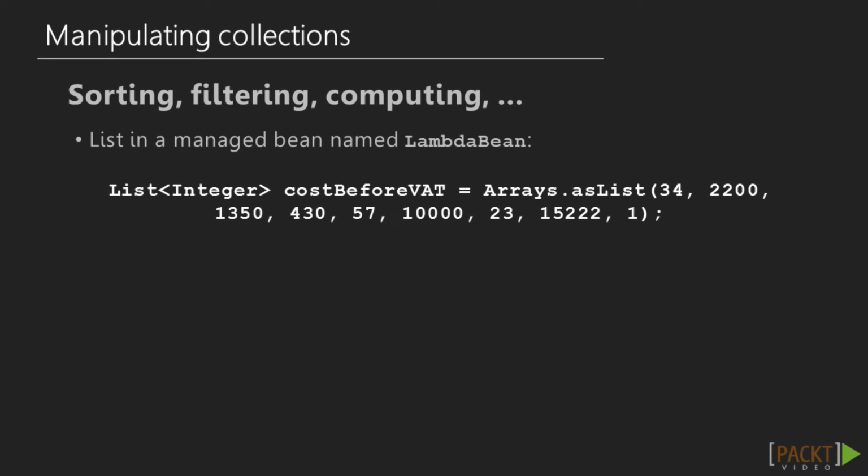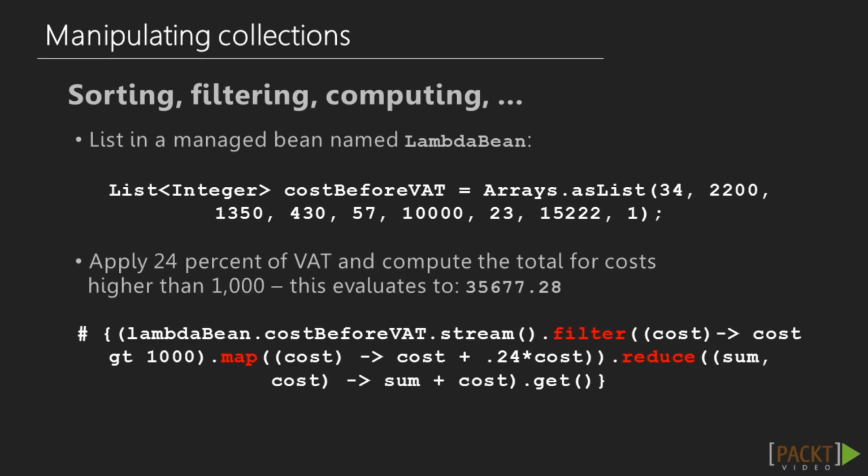Further, let's say that we have the following list in a bean named lambdaBean. Next, we can apply 24% of VAT and compute the total for costs higher than 1,000 using the filter, map, and reduce methods. The map method is like the SQL select statement, while the reduce method is like the aggregate functions. These were just a few examples of using collection objects in EL 3.0.